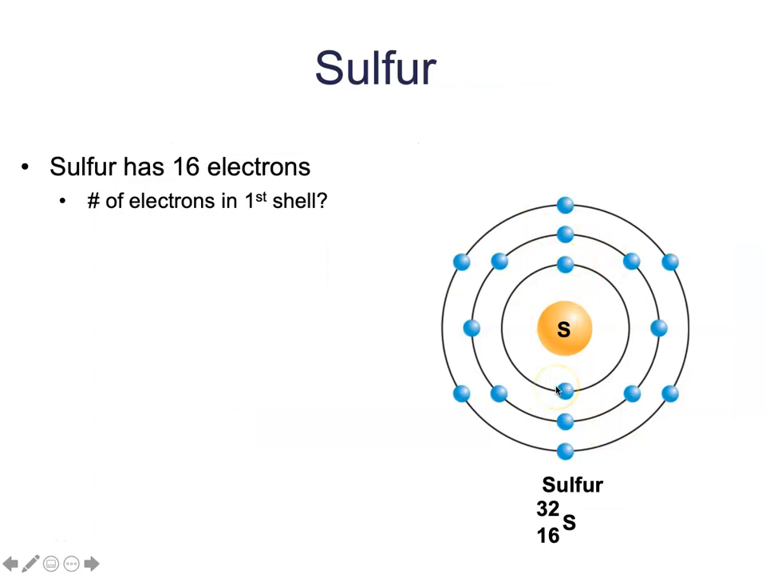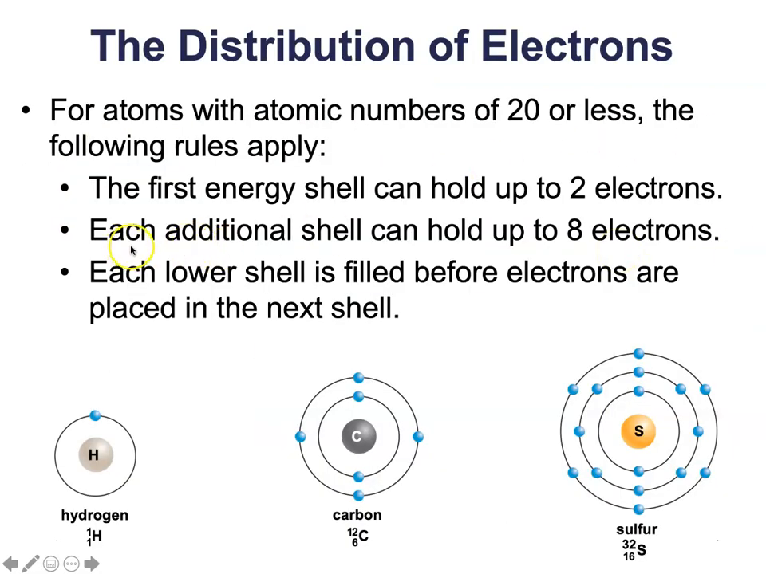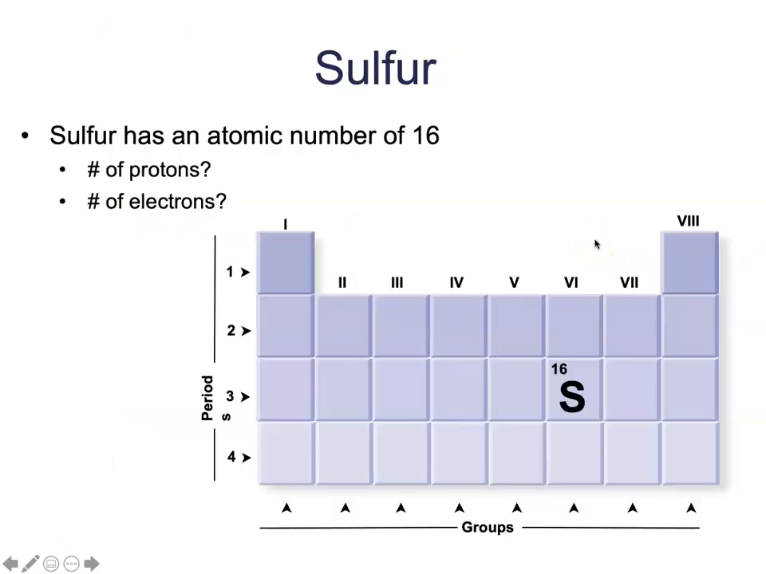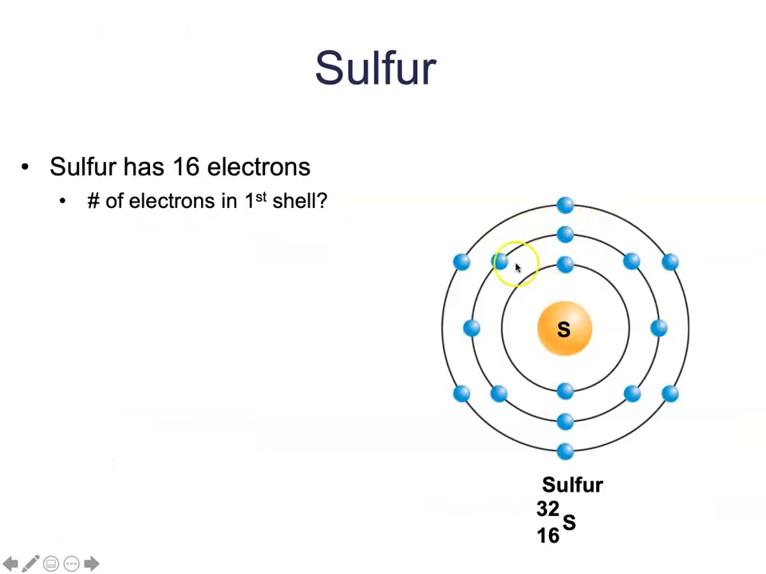So we started with 16. We put 2 electrons in the first shell. How many electrons do we have left? Yeah, we have 14 electrons left. How many electrons can go in the second energy shell? Well, according to rule number 2, each additional shell can hold up to 8 electrons. So the very next shell is going to have 8 electrons.